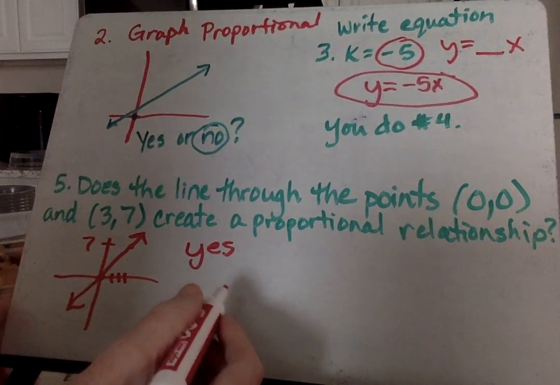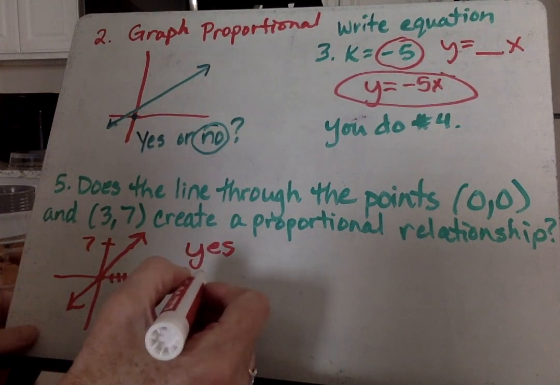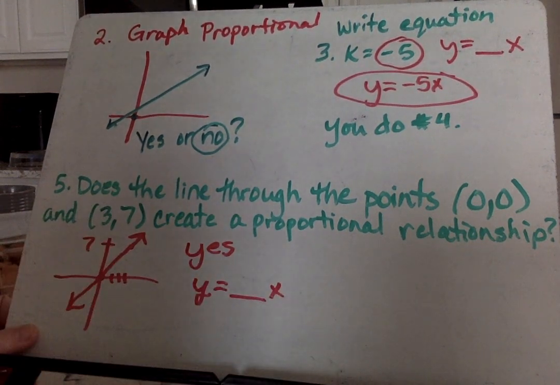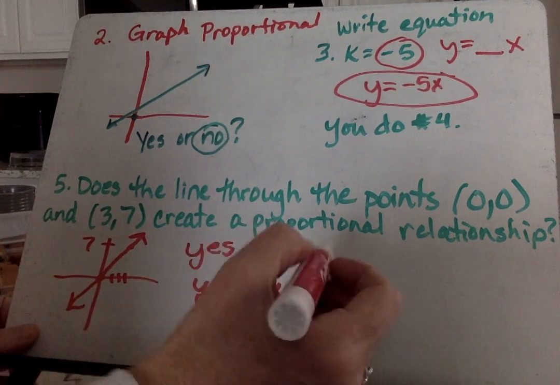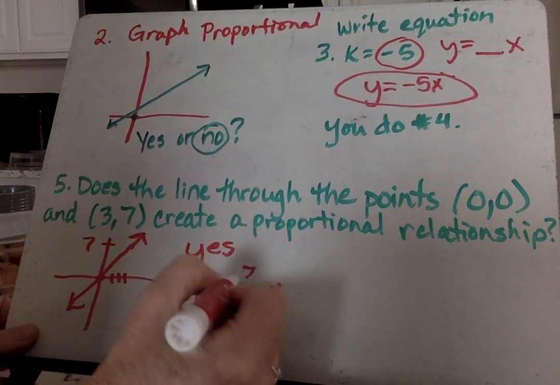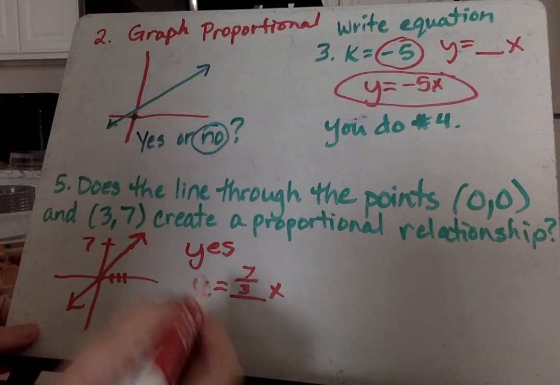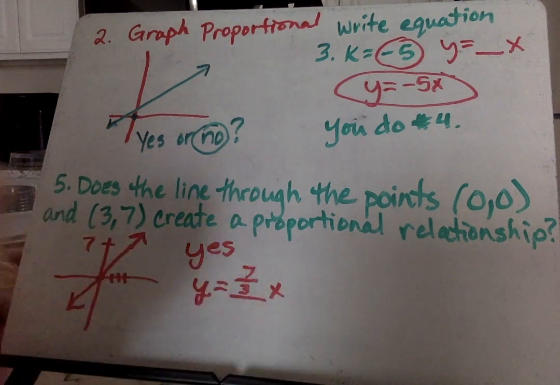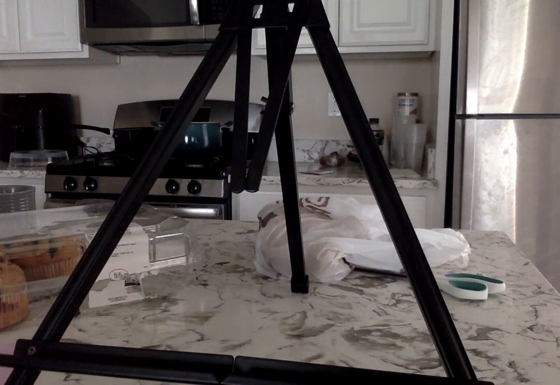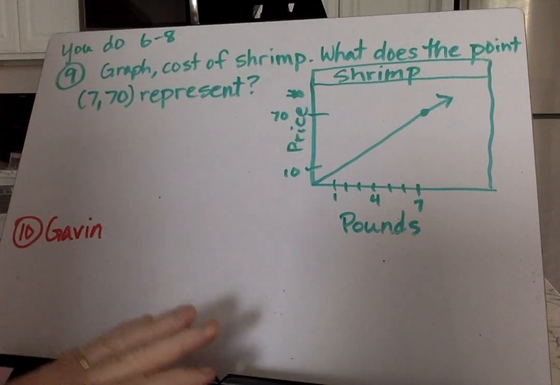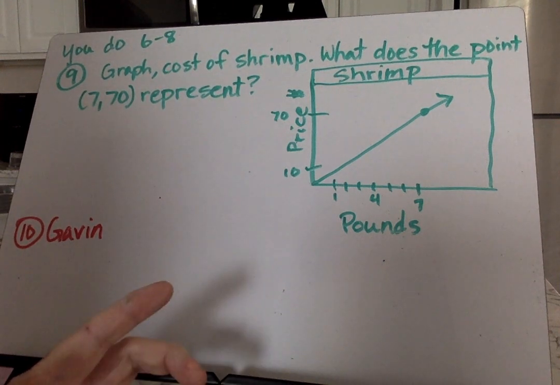And if you wanted to figure out the constant of proportionality, this is good practice for you. Remember, we take the y, divide it by the x. So y equals 7/3 x, and we say yes, it is a proportional relationship, and there is your equation. Okay. Next, we're going to have you do 6, 7, and 8. I will go ahead and help you with number 9 unless you figure it out, you got it all on your own.